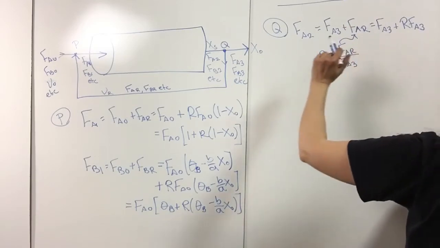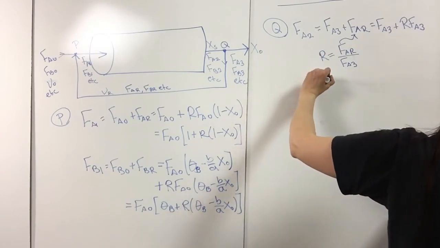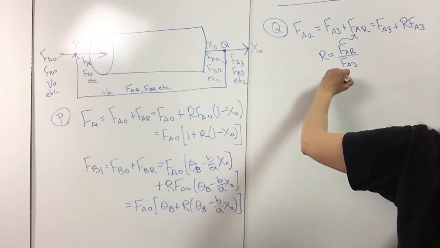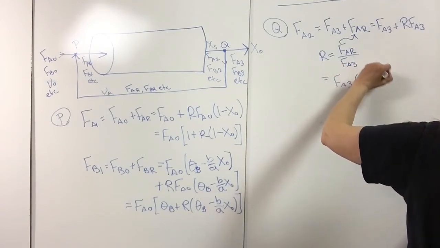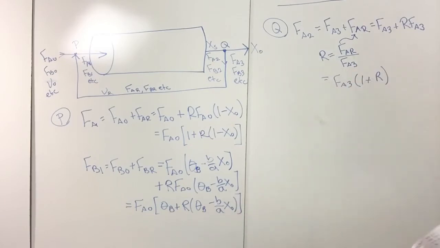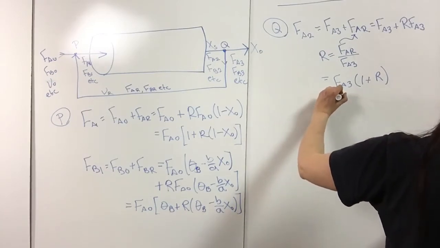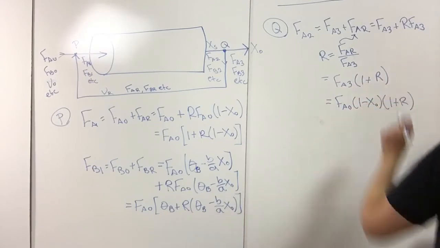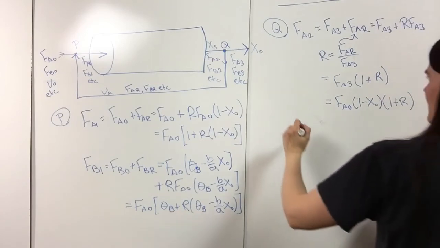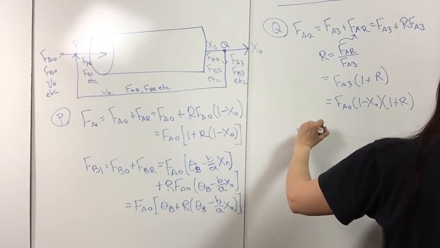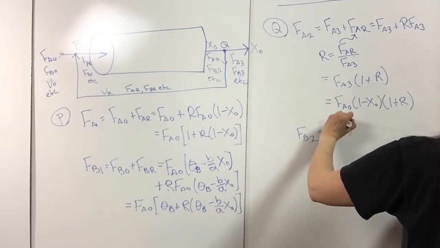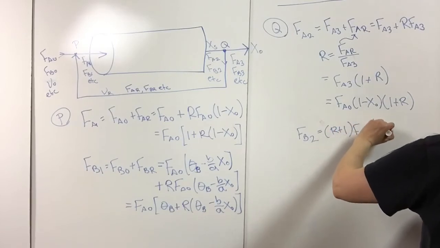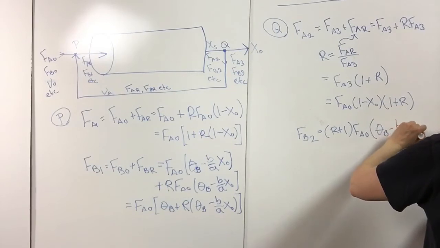So then I can pull out the FA3, and if I do that, I get FA3 times 1 plus R, and then from previously I already know that FA3 is equal to FA naught 1 minus X naught, so then this equals FA naught 1 minus X naught 1 plus R. And then if I do a similar balance for FB2, I get R plus 1 FA naught theta B minus B over A X naught.